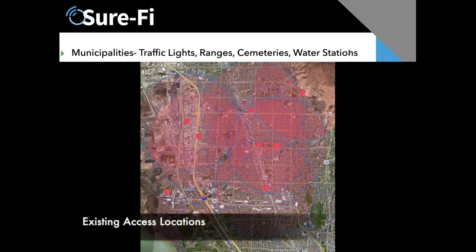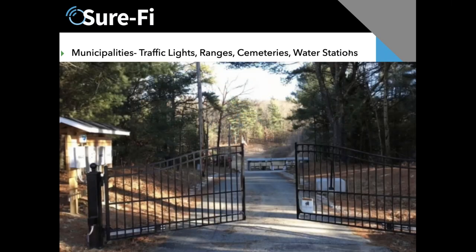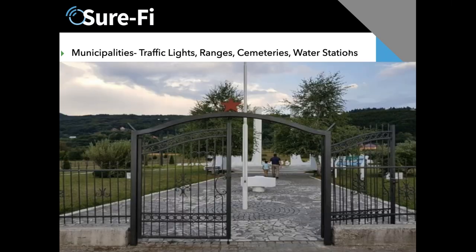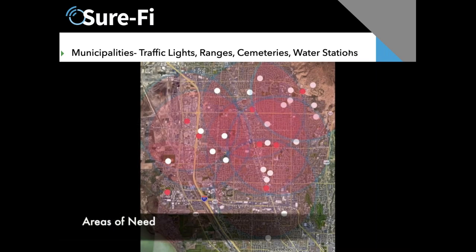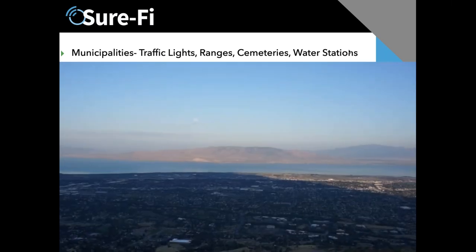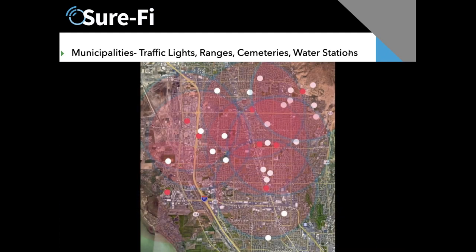For illustration, here we see the location of those principal buildings projecting a 1.5 mile radius signal, which is easily within the SureFi radio's capability. The white dots represent some of the areas in the city that need the addition of access control. These areas have multiple doors and gates. By using the SureFi unit in these parks, cemeteries, gun ranges, and utility service areas, these areas can connect to and piggyback on the existing access control system, allowing them to control the entire municipality's responsibilities, saving them thousands in equipment and gaining peace of mind.